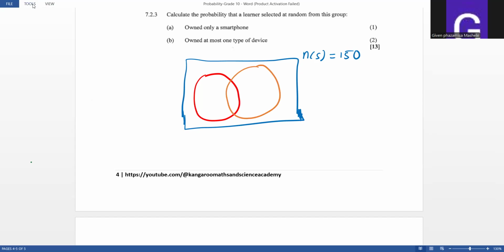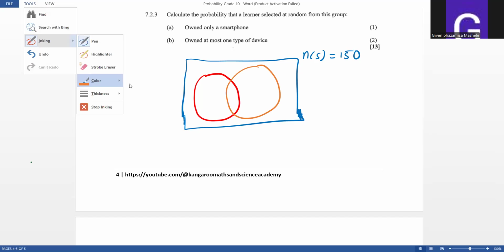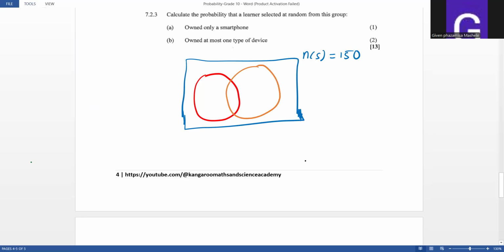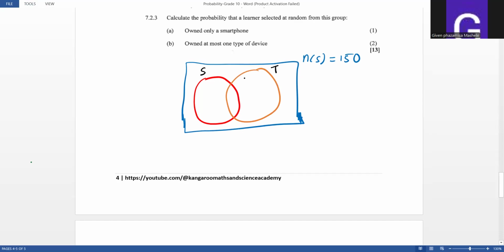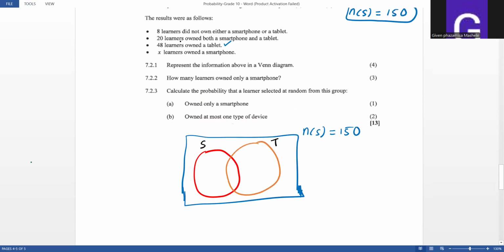Right, what I will do is let's insert the values. Let's say this is the smartphone and this one is the tablet. Let's start with the intersection, where they've intersected. They said 20 learners owned both, so I'm going to put 20 here. This is for both, it's S and T at the same time.